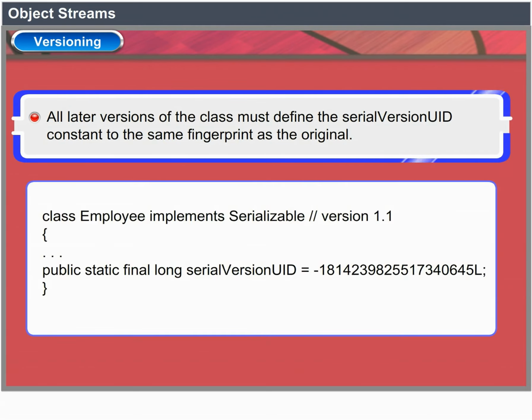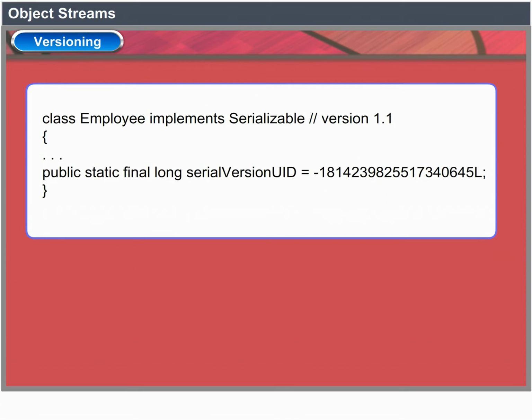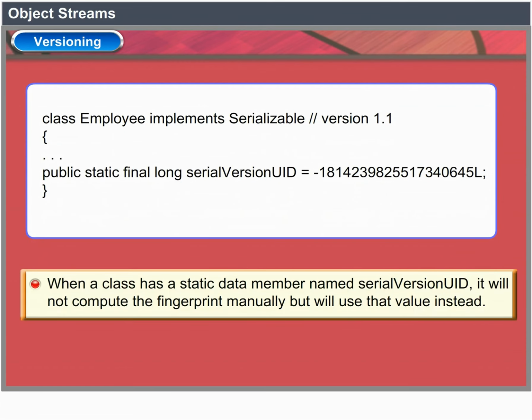All later versions of the class must define the serialVersionUID constant to the same fingerprint as the original. Class Employee implements Serializable, version 1.1: public static final long serialVersionUID equal to -1814239825517340645L. When a class has a static data member named serialVersionUID, it will not compute the fingerprint manually but will use that value instead.